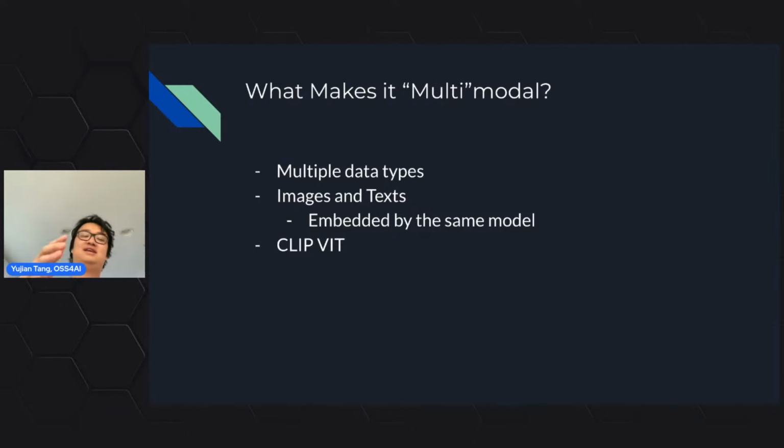Yes, so basically the way that you can do multimodal data with images and text is that you have to have a model that can embed both of these using the same dimensions.